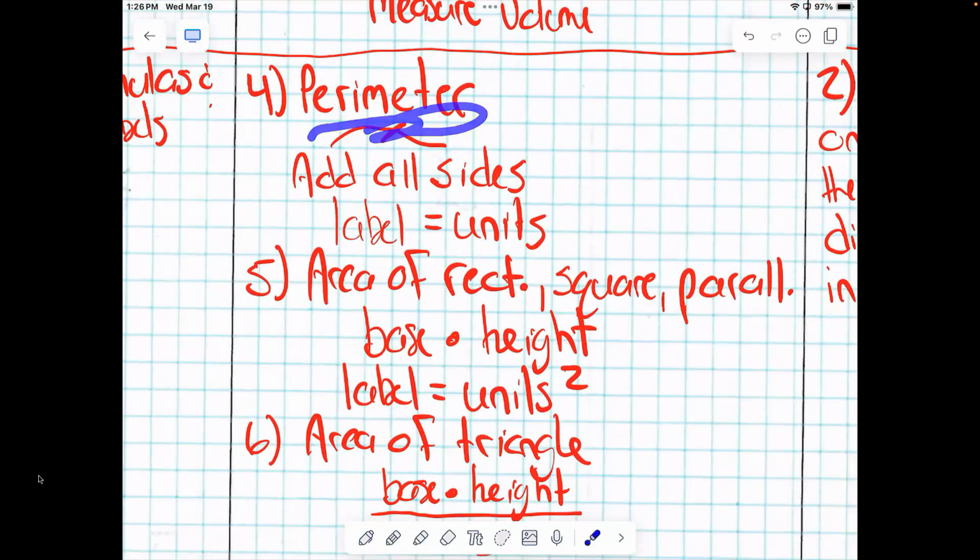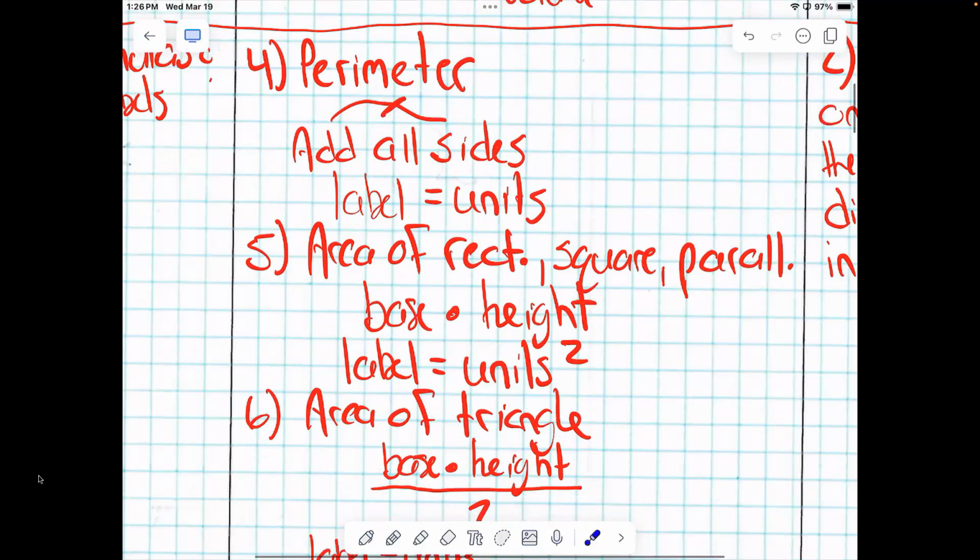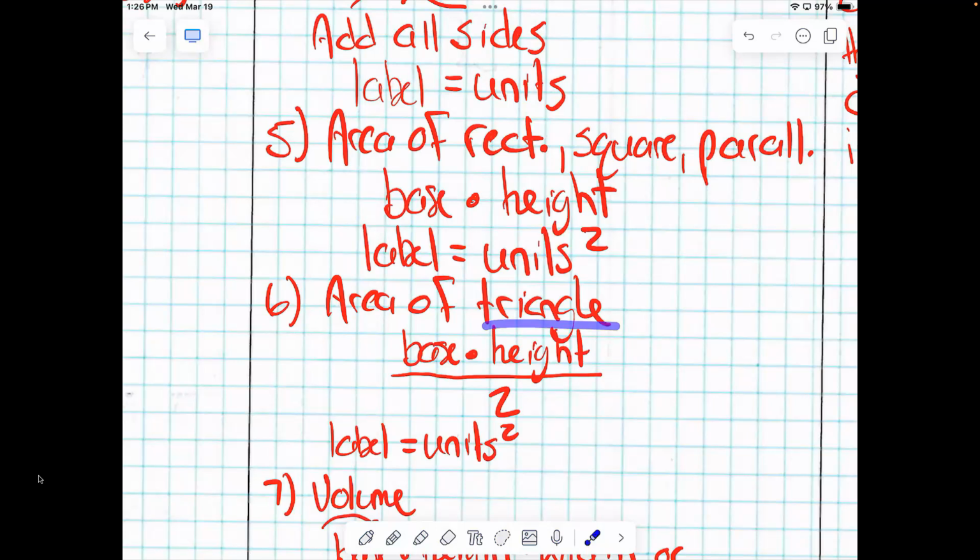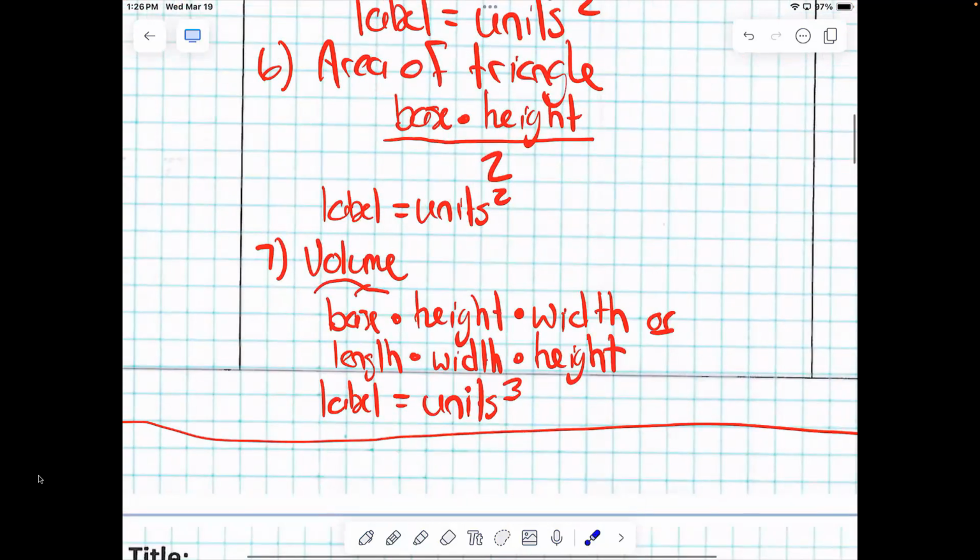Perimeter. How do we find perimeter? Go. Outside. How do we find the area of a rectangle, a square, and a parallelogram? Base times height. How do we find the area of a triangle? Base times height divided by 2. And then volume has a couple of different ways to find it, or a couple of different formulas. They mean the same thing, but they just have different words, right?